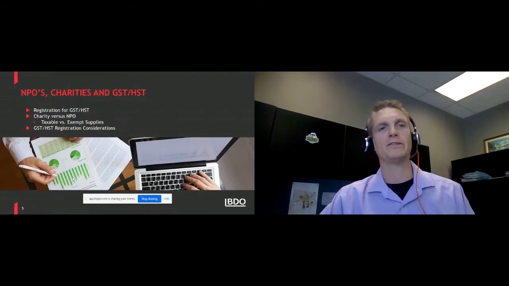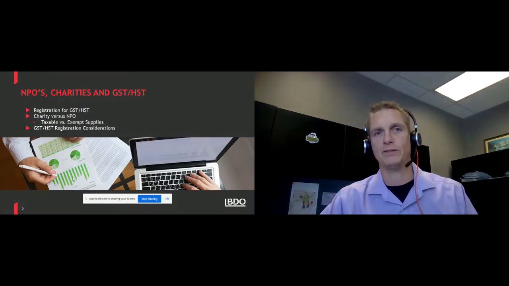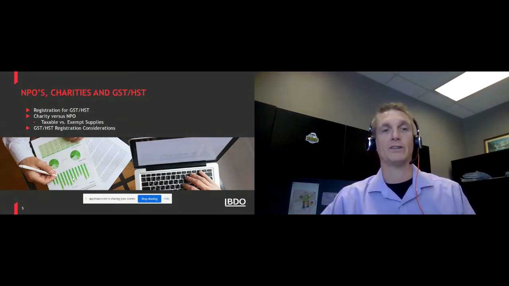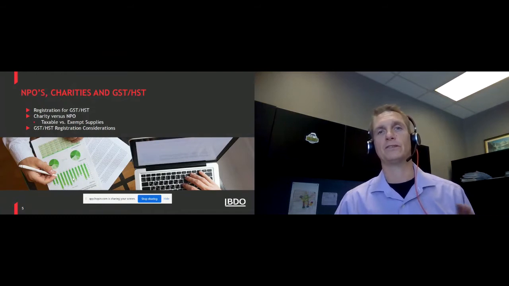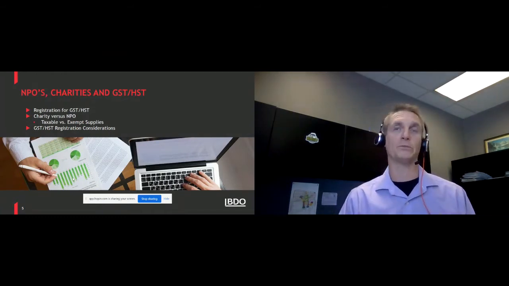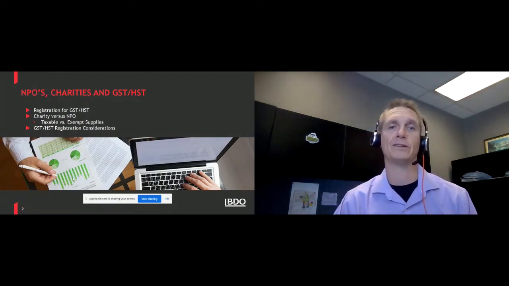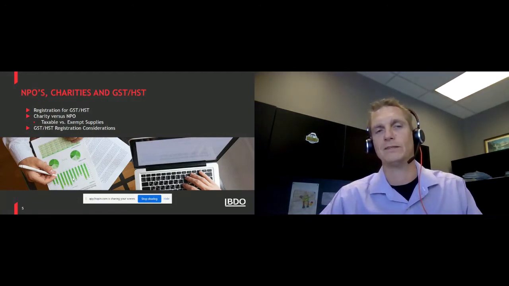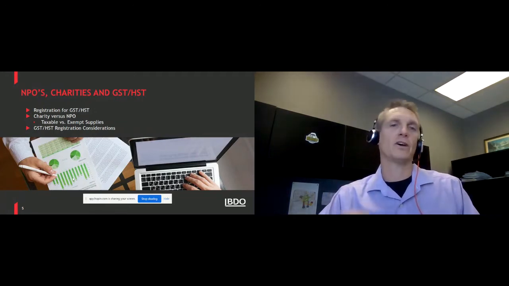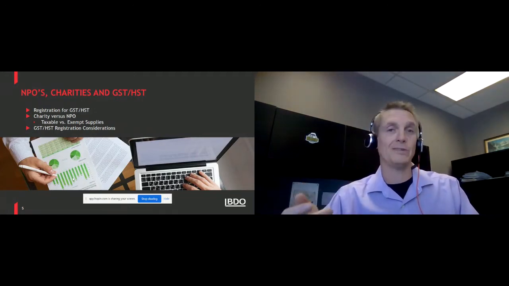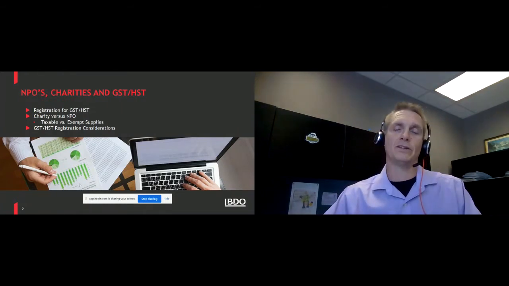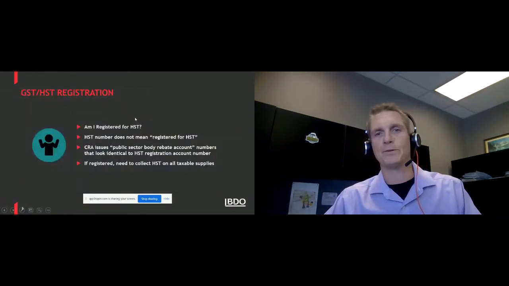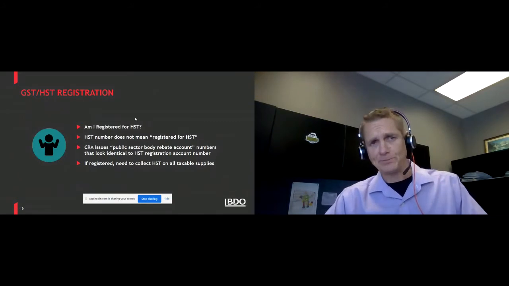So what we're going to talk about is basically 3 different areas. Number 1, registration for GST. When do you have to register? Then we're going to look at charities and not-for-profit organizations and what sort of supplies are taxable supplies requiring you to collect GST, and what supplies are exempt and how they're different for the 2 types of organizations. And the last section is going to talk about if your organization is registered, what sort of other considerations do you need to keep in mind?